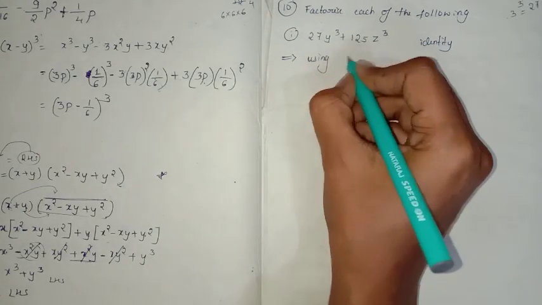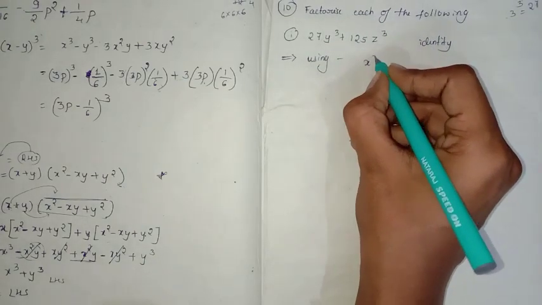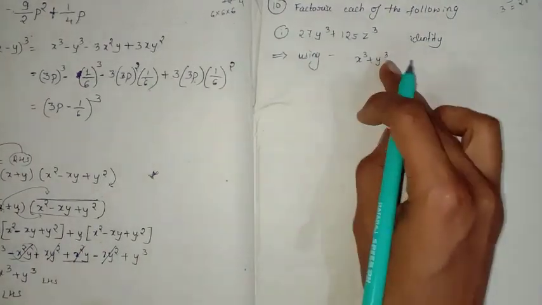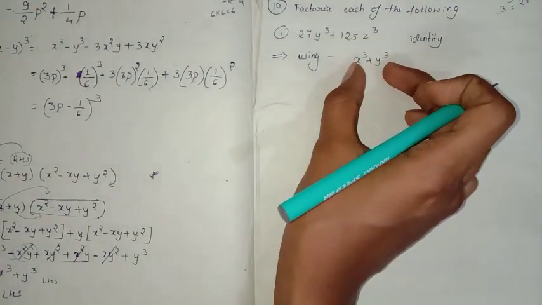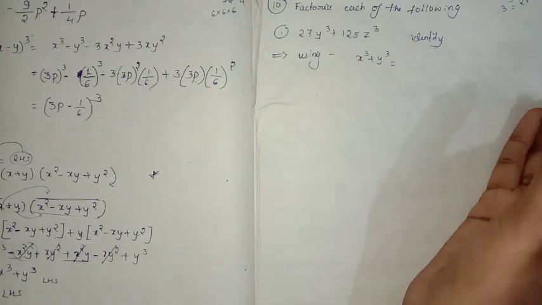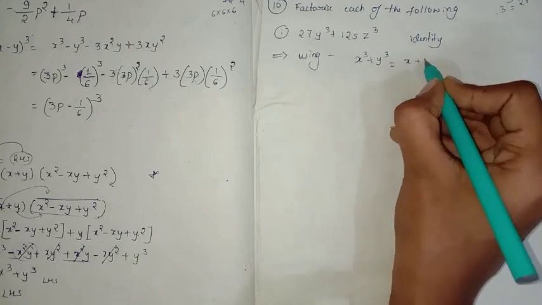So using the identity, that is x cube plus y cube. Now the question arises: how do we remember the expanded form? It is the formula x cube plus y cube, and to remember the expanded form, as it is positive, first write x plus y.